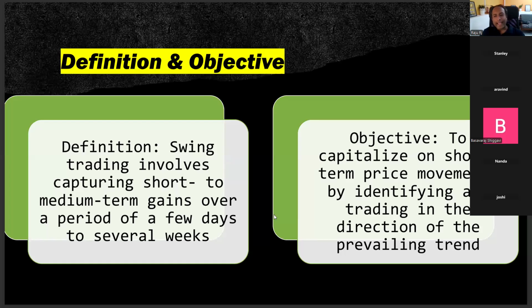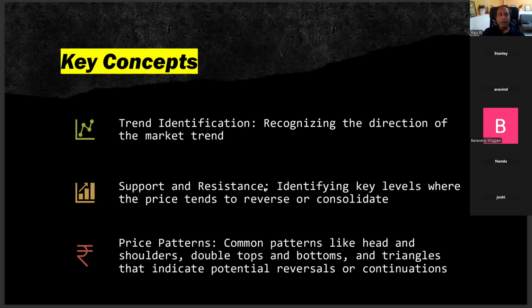So the objective is to capitalize on short-term price movement by identifying and trading in the direction of the prevailing trend. To identify the trend, we can always use certain indicators, like a simple moving average. And we'll discuss today what chart patterns you should know to identify the trend. The key concepts are trend identification, recognizing the direction of the market trend, which I will show you in the graph. Then support and resistance, identifying the levels where the price tends to reverse or consolidate, which we will see with different time frames.